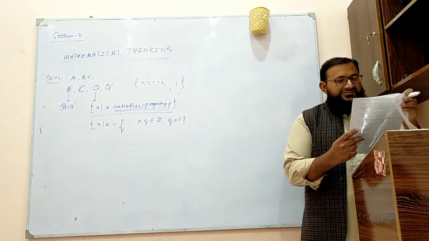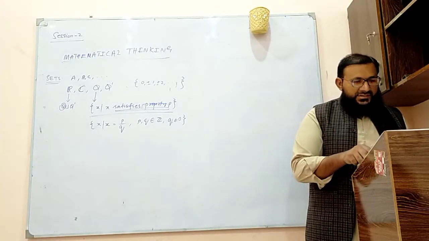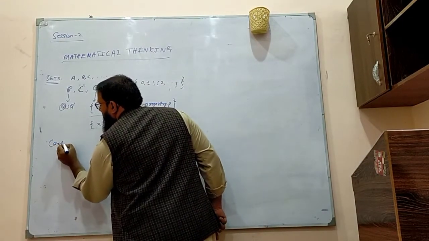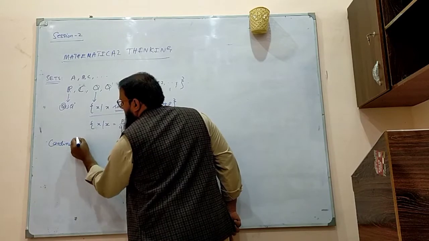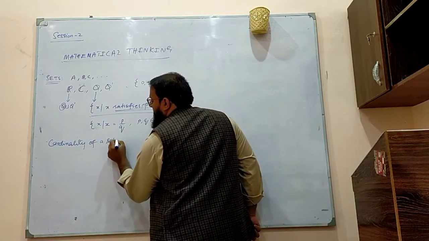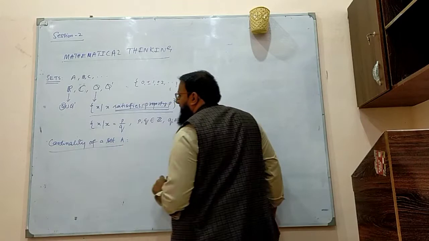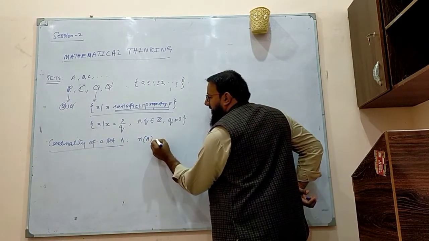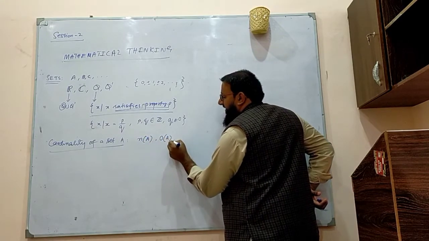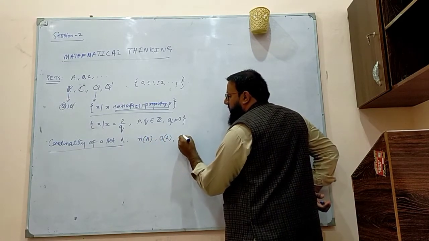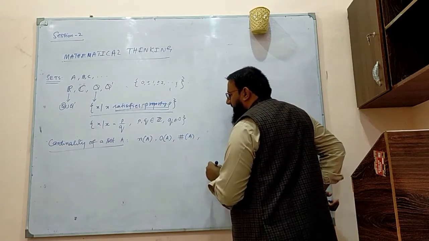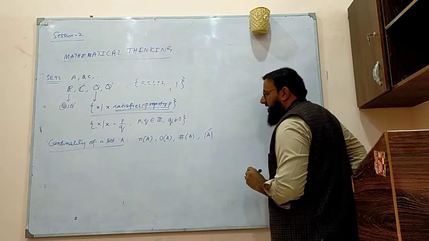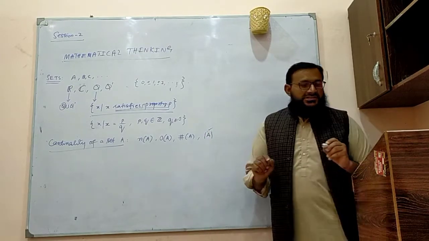What is the cardinality of a set? It means the number of elements. How to denote it? Let's take the name of the set to be A. It can be denoted by n of A, or O of A meaning order of A, or some people denote the number of elements in set A with this symbol. But we will mainly be using this symbol in our discussion.